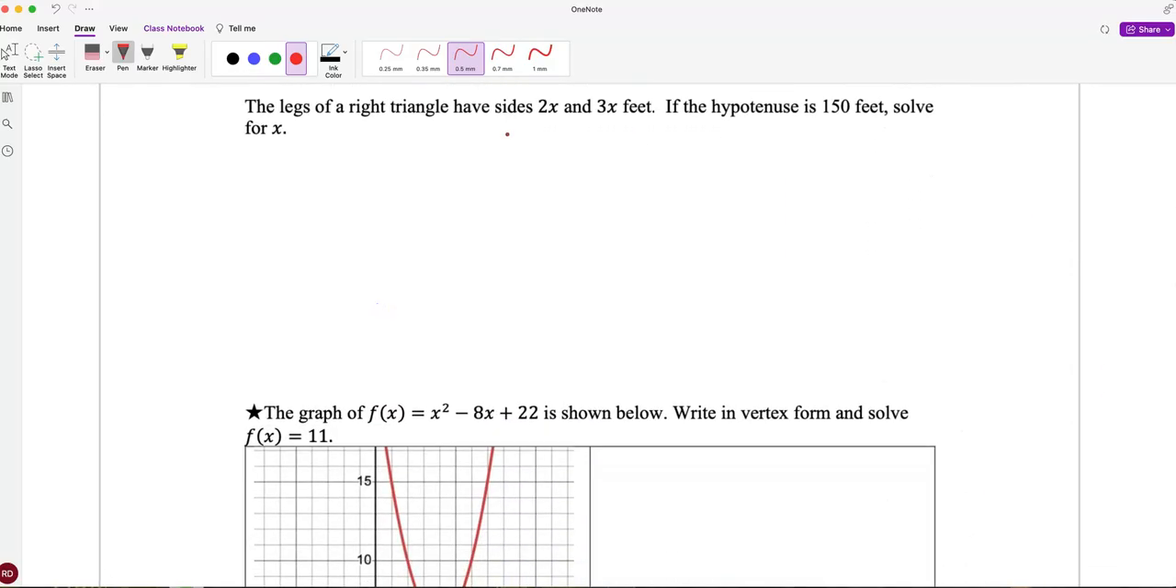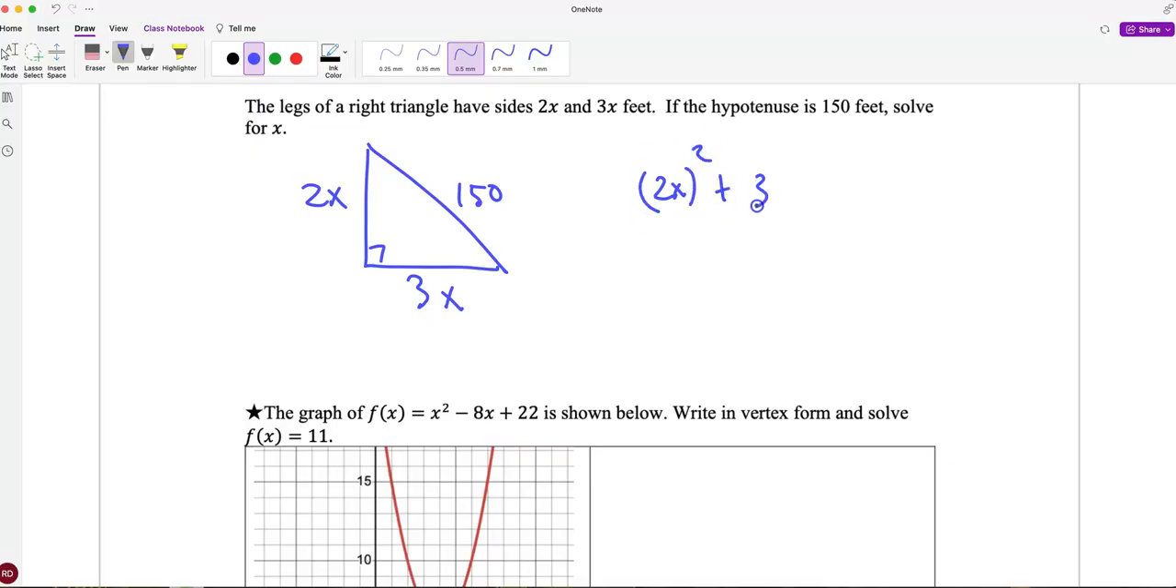The legs of a right triangle have sides that are 2x and 3x feet. So right triangle, 2x, 3x. Hypotenuse is 150. Solve for x. So (2x) squared plus (3x) squared equals 150 squared. So this is 4x squared plus 9x squared equals 22,500.